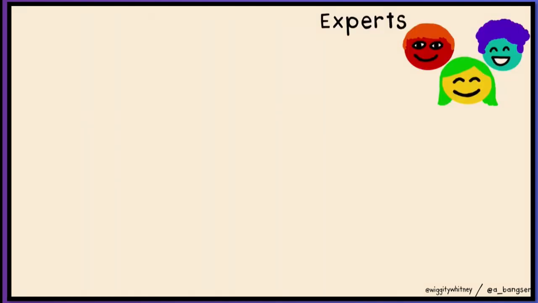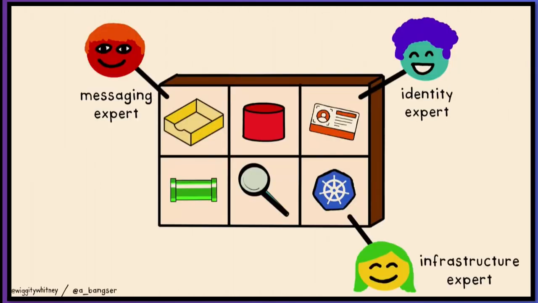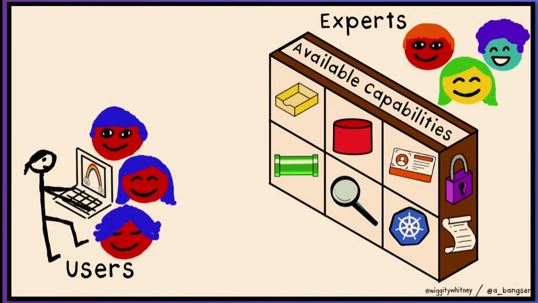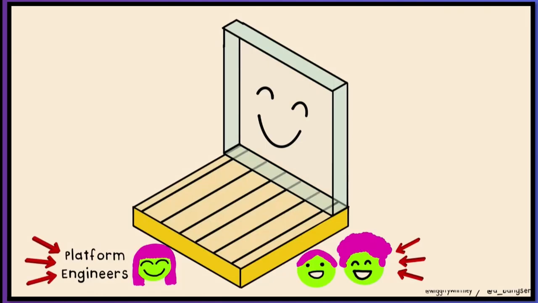There are three groups of people involved with making and using internal platforms. First up, we have our infrastructure and ops experts. They define and optimize potentially complex stuff that our users want to use. This could be a Kubernetes expert, a database expert, an identity expert. That brings us to the next group, our users. These are employees, and for the love of sweet baby cheeses, all they want to do is get their work done. So the users want to get this potentially complex stuff that the experts have made. And how do they do that?